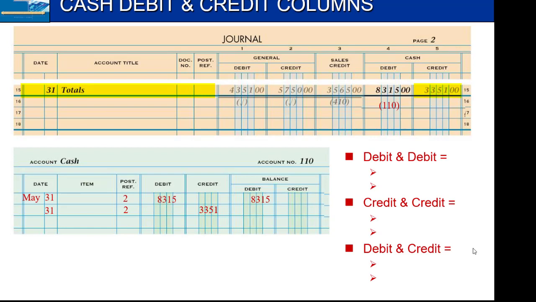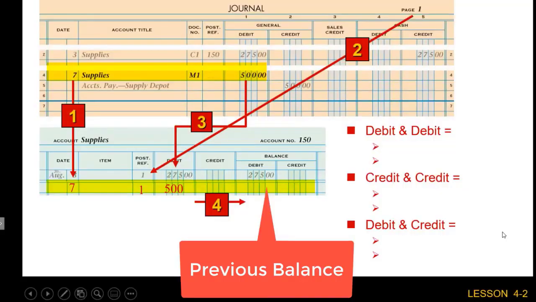So let's review super fast on what that rule was. When you have a balance, if your previous balance was in the debit column and your new number that you posted is in the debit column, the final balance will go in the debit column. So a debit and a debit equals a debit. And you will add the two numbers together. If your previous balance was in the credit column and you're posting a credit number, this works the same way as debit and debit. So credit and credit equals a credit, and you would also add the numbers.